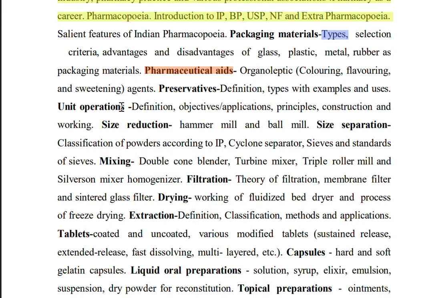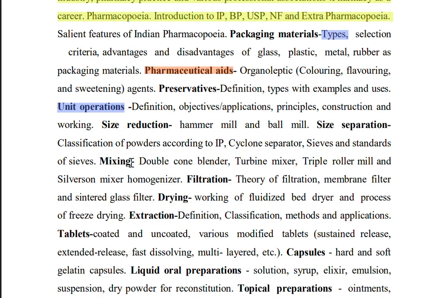Moving on to the next, unit operations. Unit operations come under pharmaceutical engineering. There are several principles for each and every unit operation. For example, the ball mill works by attrition and impact, and cyclone separators separate based on fluidization. So this plays an important role: principle, uses, and which type of material they are used for size reduction or separations. For example, in size reduction, they have given the hammer mill and ball mill, two mills only. So you have to focus on these two mills only.